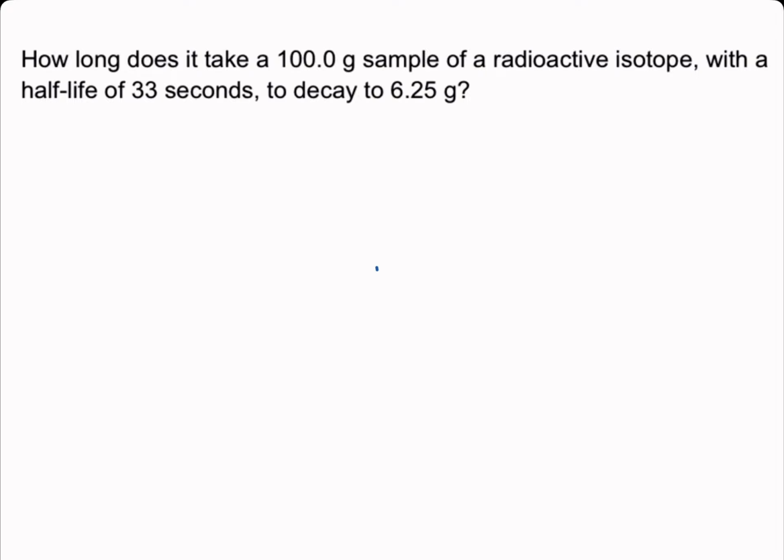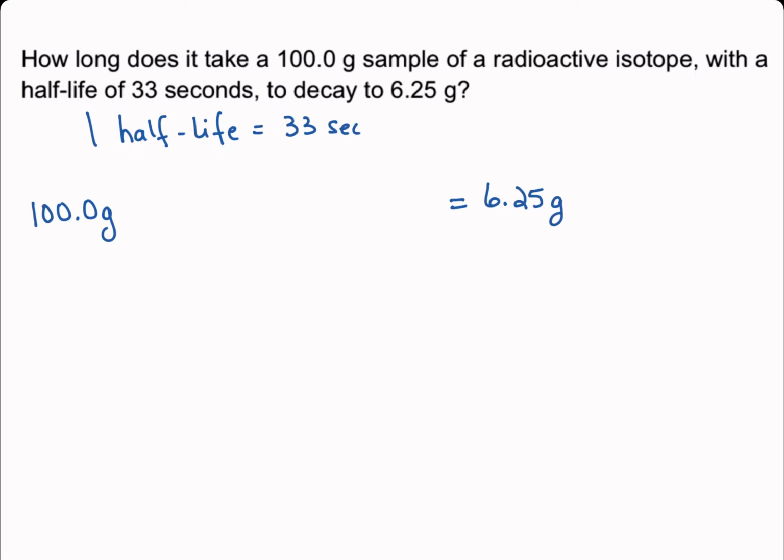How long does it take a 100-gram sample of radioactive isotope with a half-life of 33 seconds to decay to 6.25 grams? All right, we're always going to start off with our given information. 1 half-life is equal to 33 seconds. We started off with a 100.0 gram sample, and over some time it decayed to 6.25 grams. I want to know the half-lives it takes to go from 100 to 6.25.